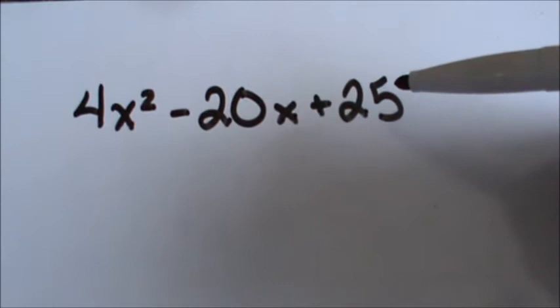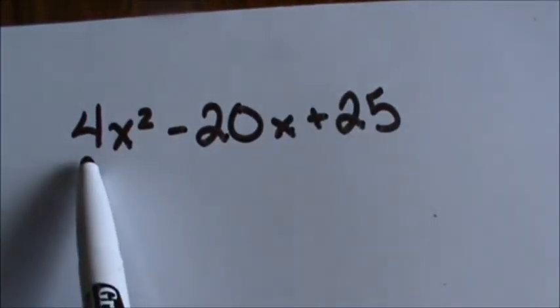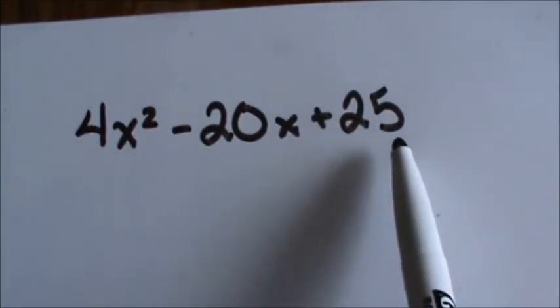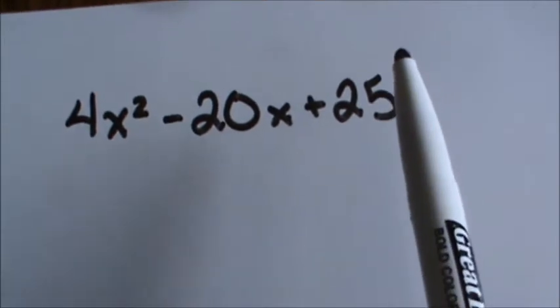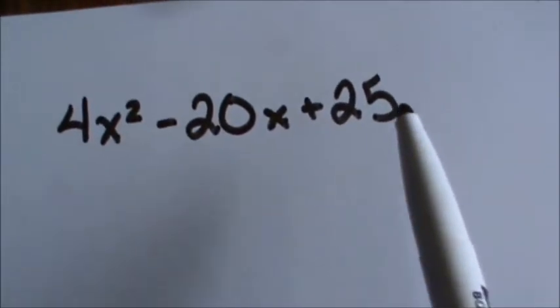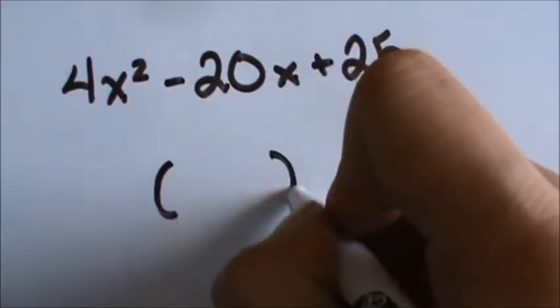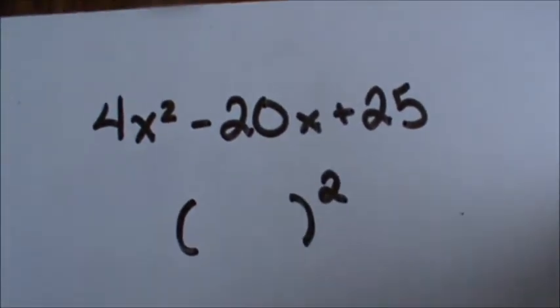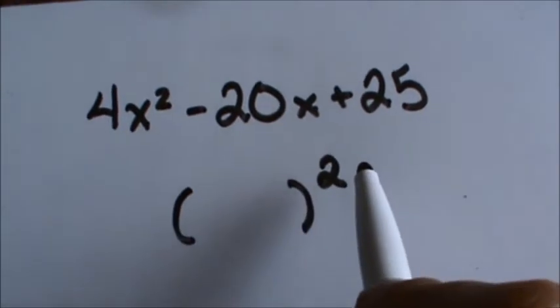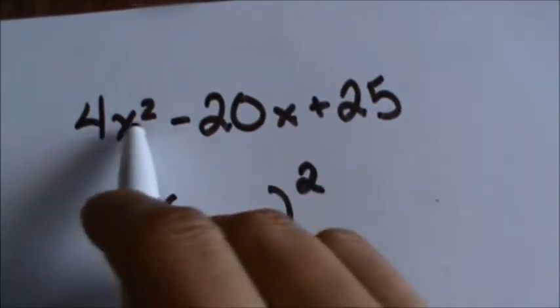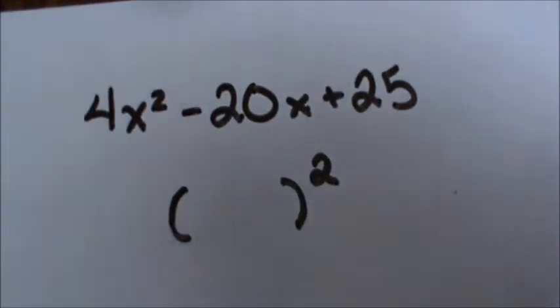So now it's time to go backwards. And in order to go backwards, we're going to be given the trinomial, and we're asked, is this a perfect square? If we can write it like something like this squared, a binomial squared, then we can know how to factor it. But if this is not a perfect square, we cannot factor it.